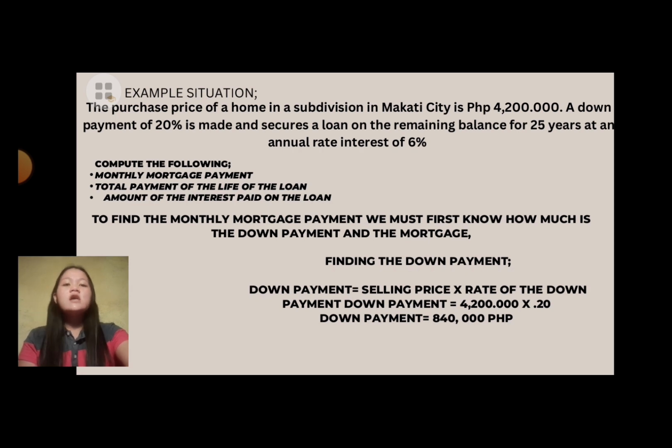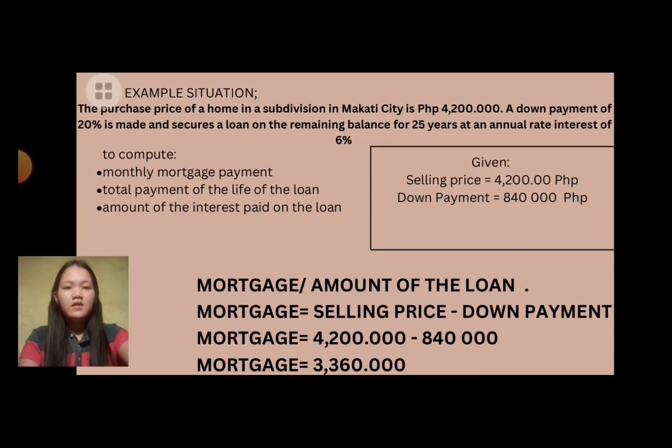We can now proceed to finding the mortgage or the amount of the loan. To find it, we only need to subtract the down payment, which is 840,000, from the selling price, which is 4,200,000. This will give us a result of 3,360,000 pesos. That is the mortgage or the amount of the loan. But how much is the monthly mortgage payment, or the amount that the borrower has to pay every month over 25 years?